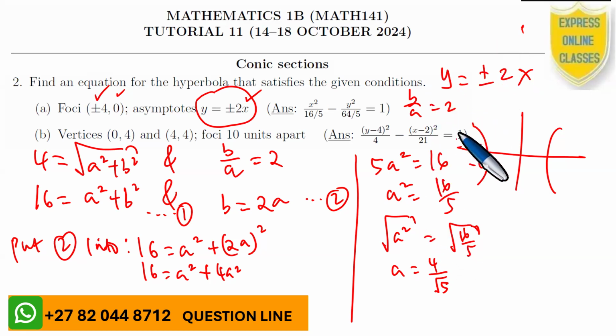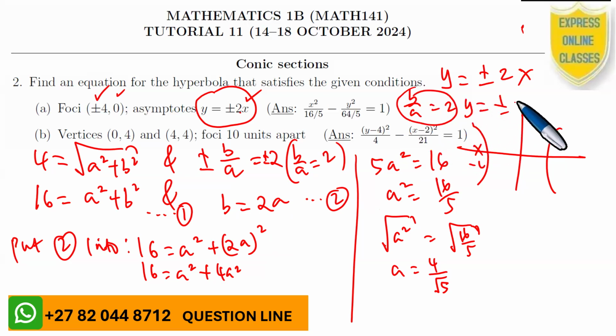Okay. If B over A is 2, we can put plus or minus here, but it's not necessary, because ultimately, in the end, it means b equals that. So, for simplicity, you can just write b over a equals 2. This is true because y is plus or minus b over a x, which means b over a is 2.